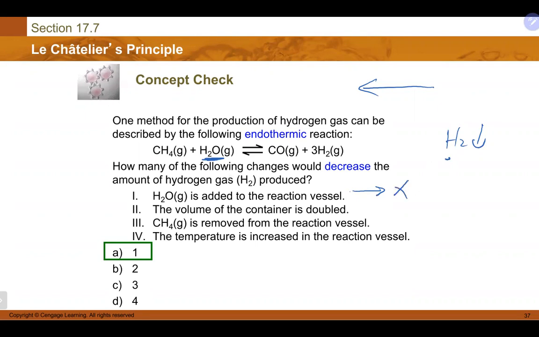By the way, water will affect the equilibrium here because water is in which state? It is in the gas state. Yeah, so water in the liquid state won't, but water here in the gas state will because it is in that gas state.